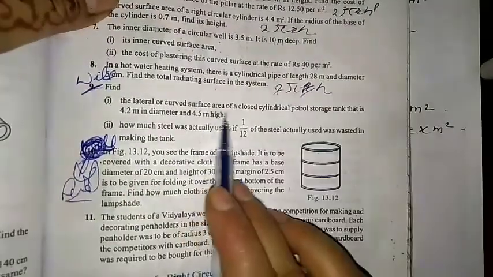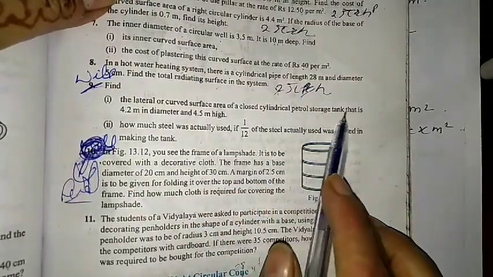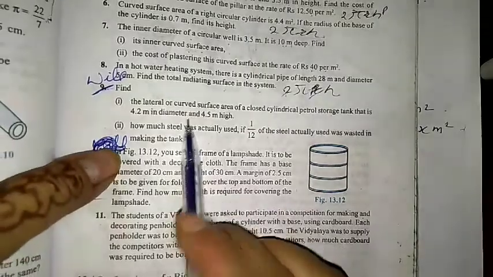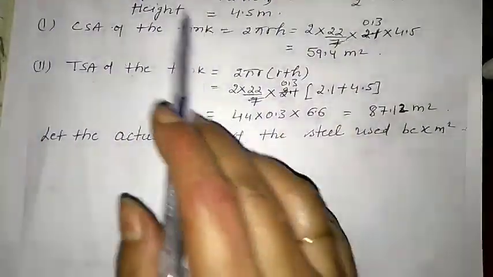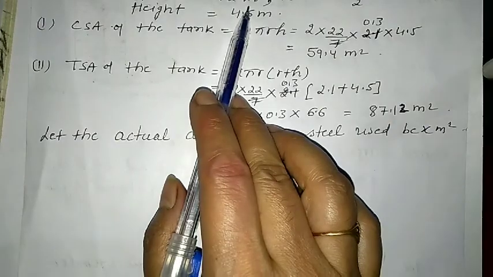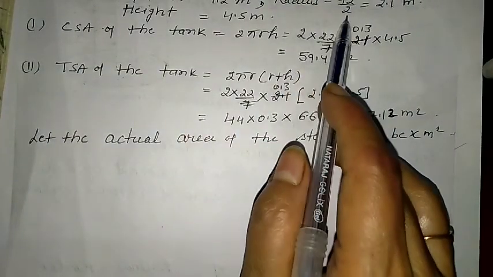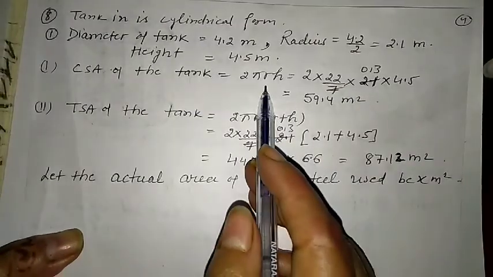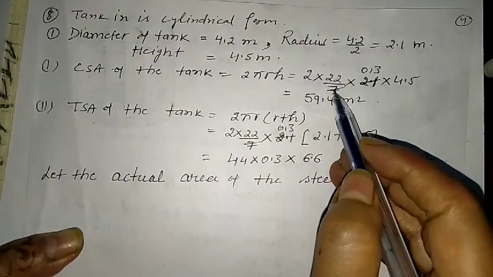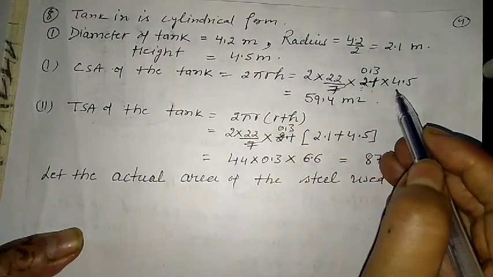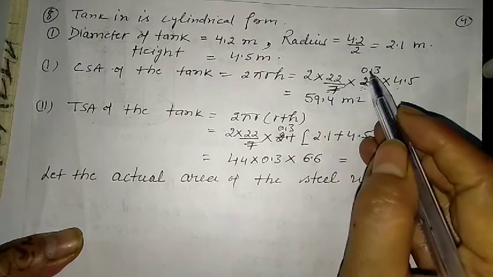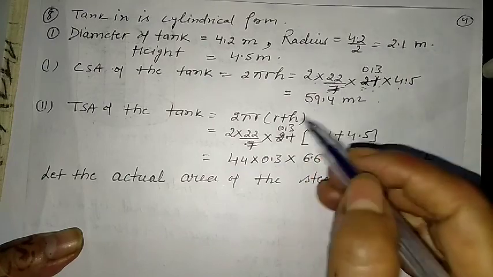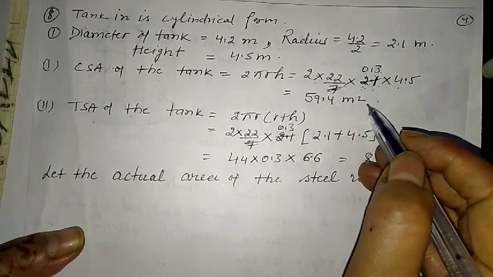Find the lateral or curved surface area of a closed cylindrical petrol storage tank that is 4.2 meter in diameter and 4.5 meter in height. Okay, so we have to find the lateral surface area. Diameter of tank is given 4.2 meter. So we can find the radius, 4.2 divided by 2, that is 2.1. Okay, CSA of the tank is equal to 2 pi r h. So 2 into 22 upon 7, r is given 2.1, height is given 4.5. So we are having 0.3. So 44 into 0.3 and 4.5, we are having here 59.4 meter square.